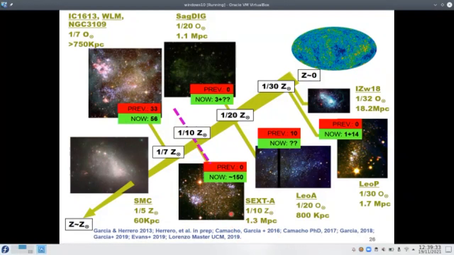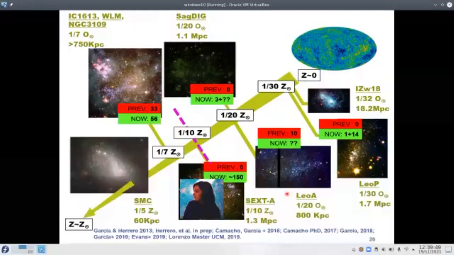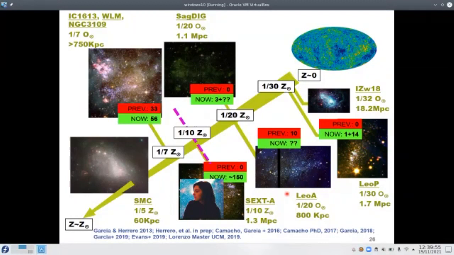Here we have published already the first catalogs of massive stars, but now with our grad student Marta Lorenzo, we are working on our latest observing campaign, and we are about to publish a catalog of 150 sources. This is going to be very interesting. We want to make Sextans-A the new standard for the metal poor universe. And I think we are on a good track.